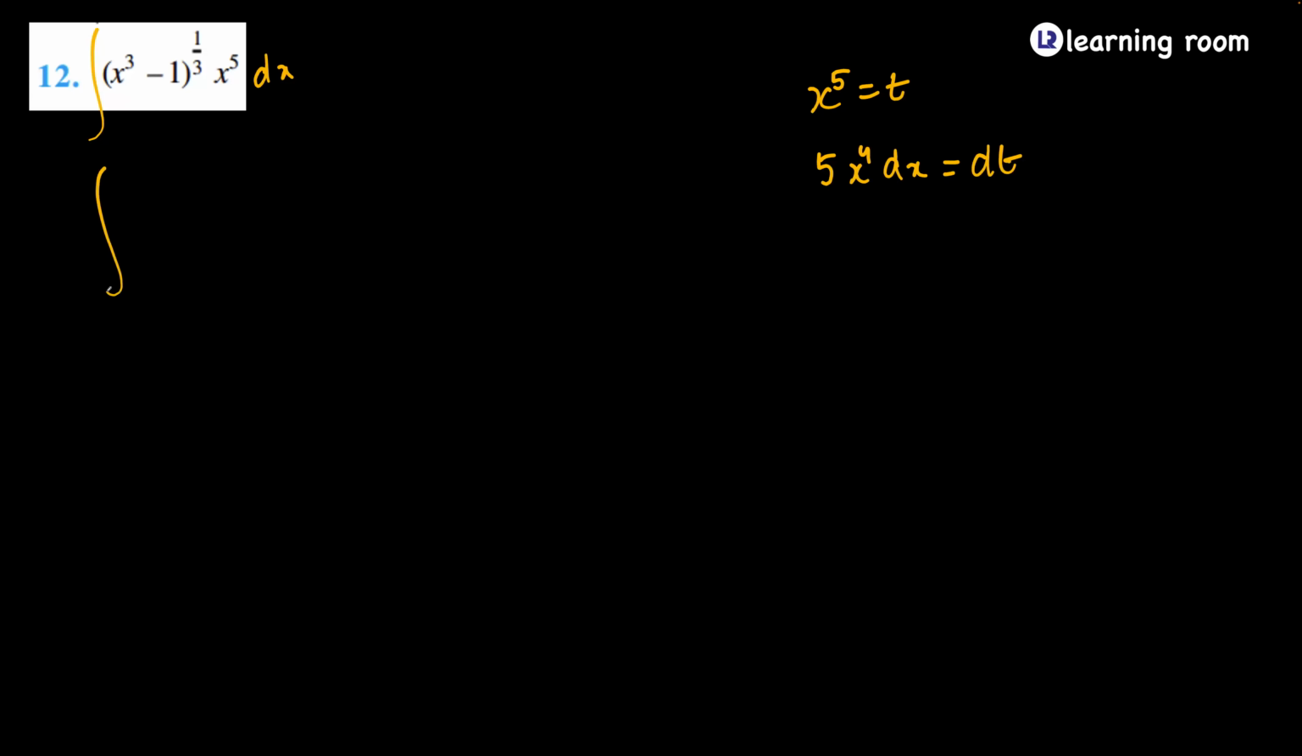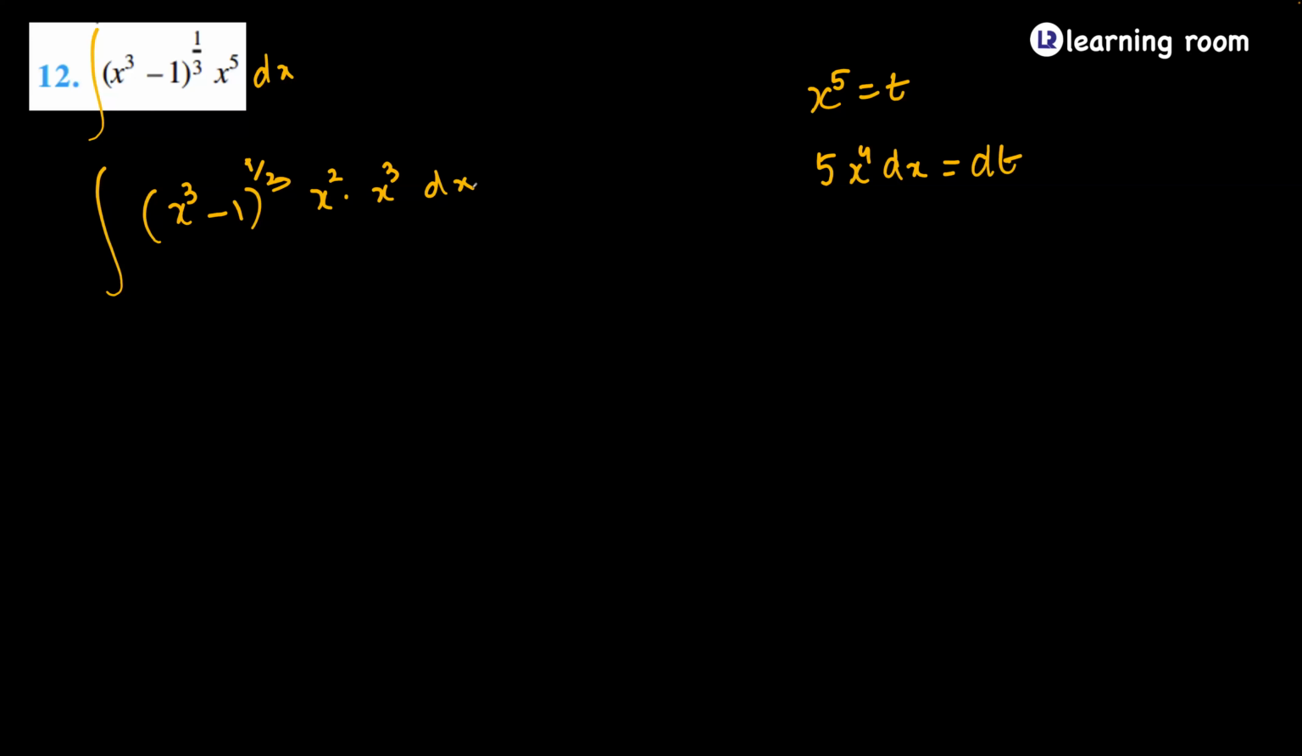So can I write the integral of (x cube minus 1) the whole power 1 by 3 into x power 5 as x square into x cube times dx? Can I write it like this? Now, whenever you have the powers to be fractional values, like power half, actually power 1 by 3 means cube root, what you need to do is get rid of it.